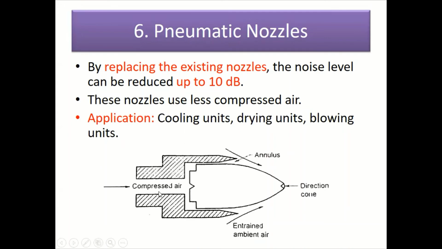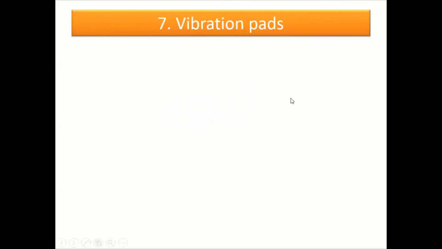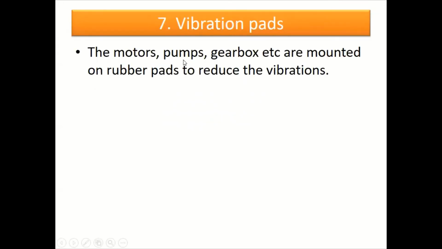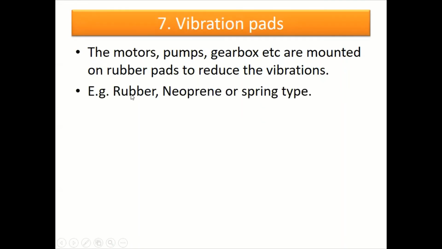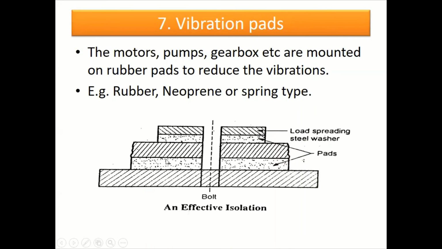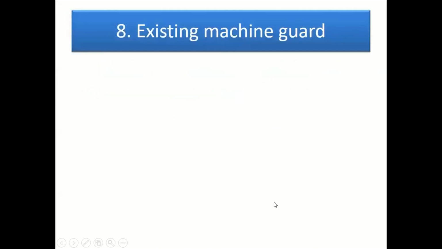So this is the diagram of the pneumatic motors. Then the next technique is the vibration pad. The motor, pumps, gearbox, etc. are mounted on a rubber pad to reduce the vibration. For example, rubber, then spring types. This is the picture showing the effect of isolation.